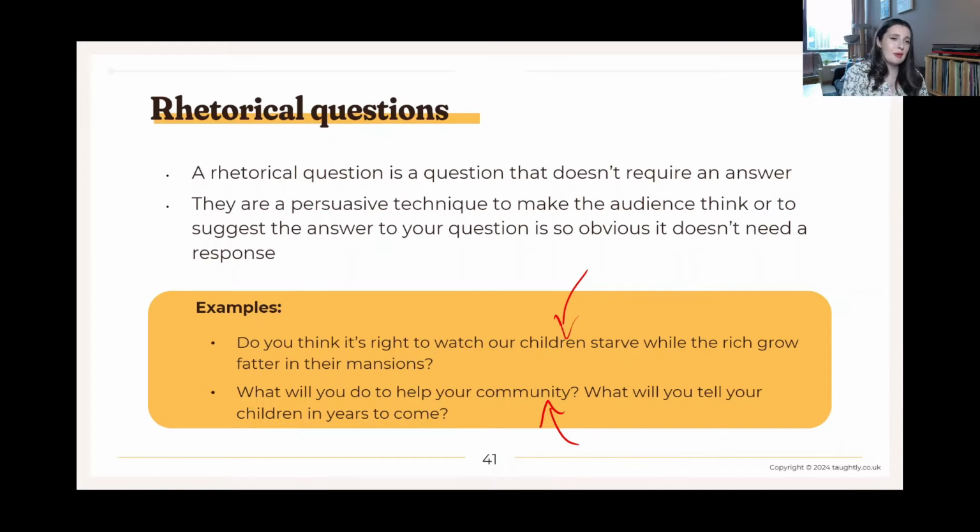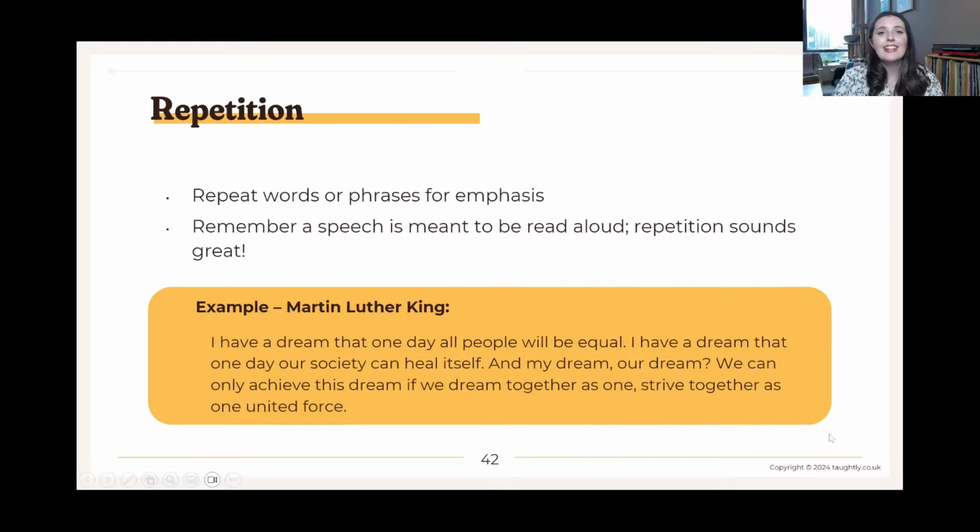Probably because the speaker is assuming the audience isn't doing enough, they want them to do more. So they want them to think, what will I tell my children? I will have to tell them I did nothing, feel ashamed. Maybe I should do more. In a speech, you can also use some repetition, which is where you repeat words or phrases for emphasis.